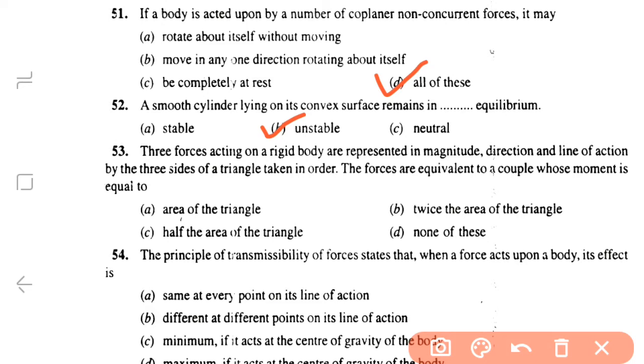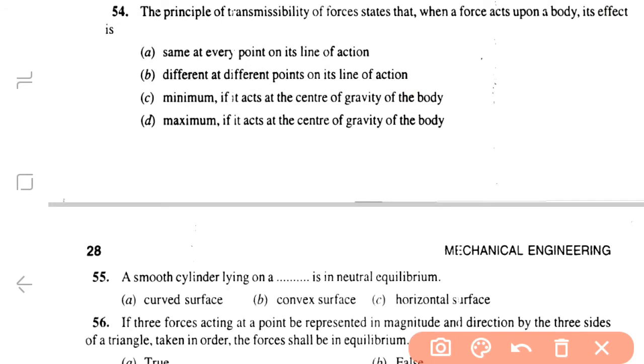Now next is, three forces acting on a rigid body are represented in magnitude, direction and line of action by the three sides of a triangle taken in order. The forces are equivalent to a couple whose moment is equal to. Here these are the options, and the correct option is option B, that is twice the area of the triangle.